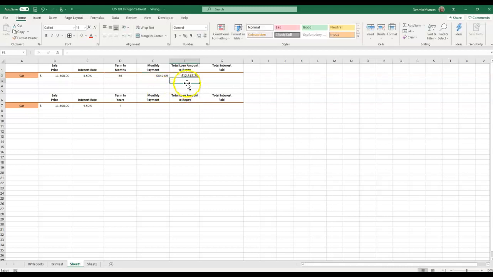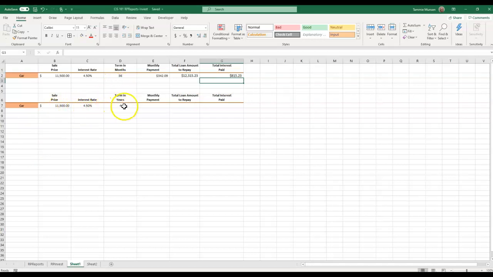So I'm going to pay back $12,315.23. So how much of that is interest? How do I calculate the interest? Well, I simply do my equal sign, and I'm going to take cell F2 and subtract from that cell B2. I'm going to subtract the sale price, or the amount of the loan, from what I'm going to pay back. So I'm going to pay back $815.23 in interest.